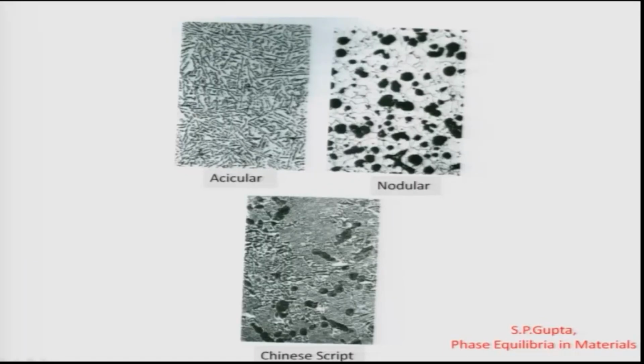One can also have a very distinct morphology known as Chinese script, and this is seen in the bismuth-cadmium system. If you see clearly, the eutectic looks like typical Chinese characters, and that is why it is known as the Chinese script morphology.